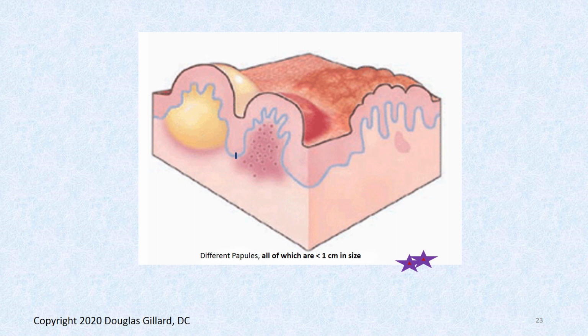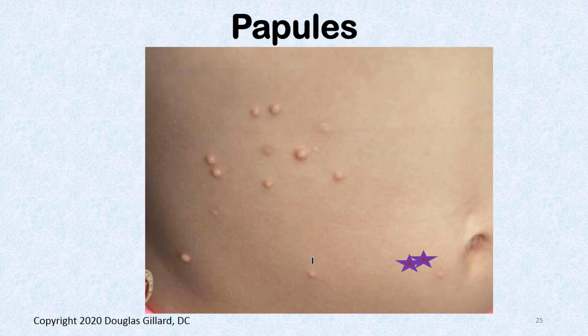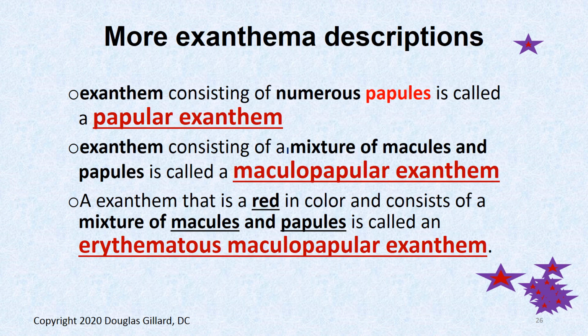Okay, again, the depth of it doesn't matter. As long as it's less than 1 centimeter, you got yourself a papule. Here's a fleshy color papule, less than 1 centimeter. Here's another one, papules. Obviously, you compare it to a AAA battery; it would be maybe a tiny bit smaller than the umbilicus or the belly button, but those are definitely smaller than a AAA battery. Those are papules.